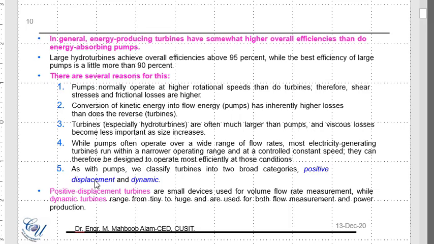On the other hand, the dynamic turbines can be smaller, but they can also be very huge, and they are usually used for the power production. These huge machines can also be used for flow measurement, but these dynamic turbines are usually used for the power production. On the other hand, positive displacement turbines are smaller in size and they are normally only used for the flow measurement.